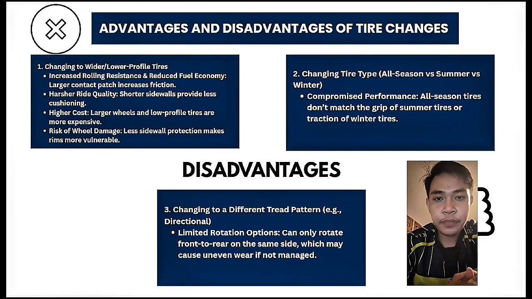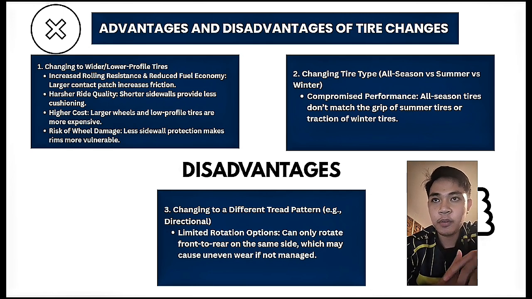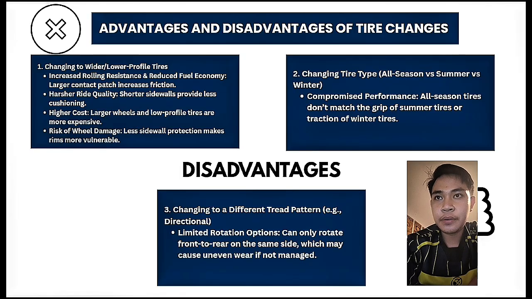The next is disadvantages. The disadvantages for changing to wider or lower profile tires is increased rolling resistance and reduced fuel economy. Larger contact patch increases friction. Next is harsher ride quality. Shorter sidewalls provide less cushioning. Next is higher cost. Larger wheels and low profile tires are more expensive. The last one is risk of wheel damage. Less sidewall protection makes rims more vulnerable.